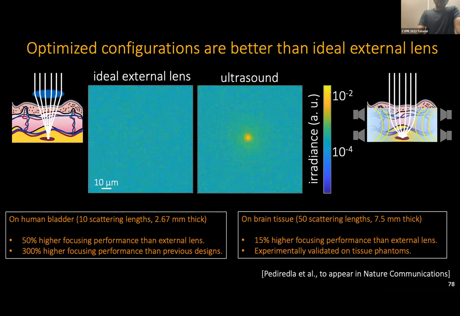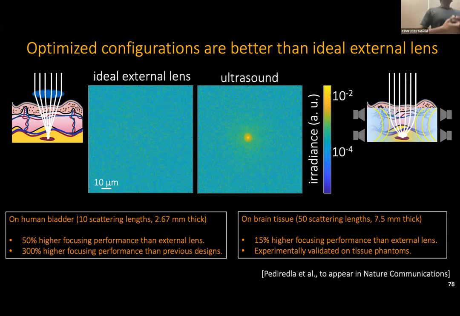In the interest of time, I'm going to jump ahead and show the final result. So we optimized the acousto-optics and studied with it. Also accepted as a paper. But what we did was we optimized these waveguides and we showed both computationally and experimentally that compared to an external lens, an ultrasound focused lens is actually 50% better than the external lens.